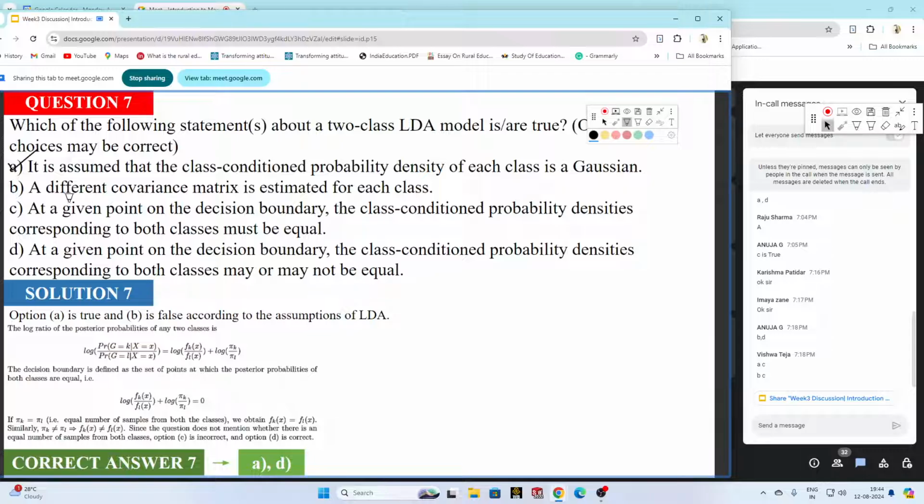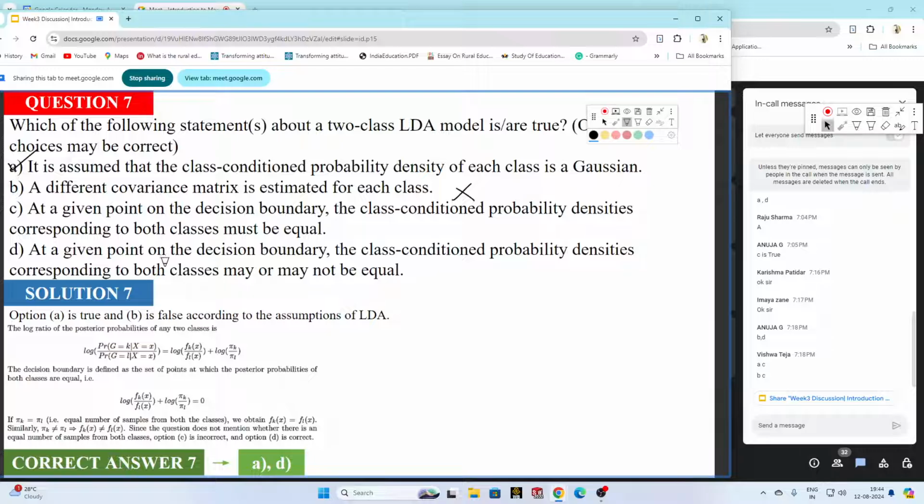But here it says a different covariance matrix is estimated for each class. What we assume in LDA is that the covariance matrix for all these classes is equal. So this is a false option. Now we have to look at the C and D options.